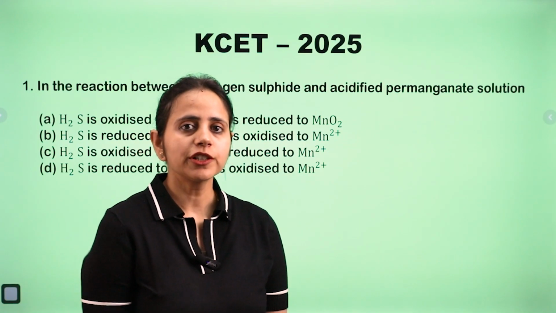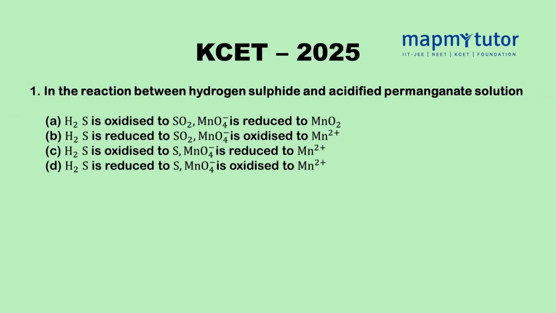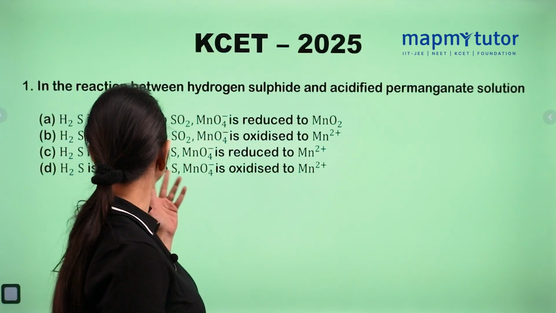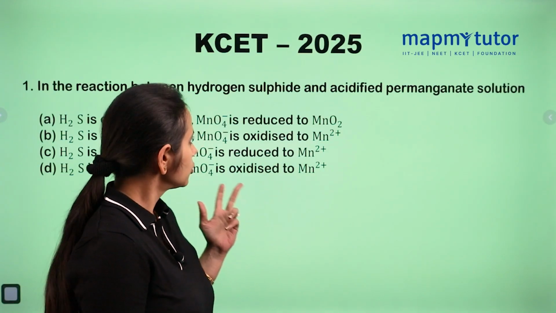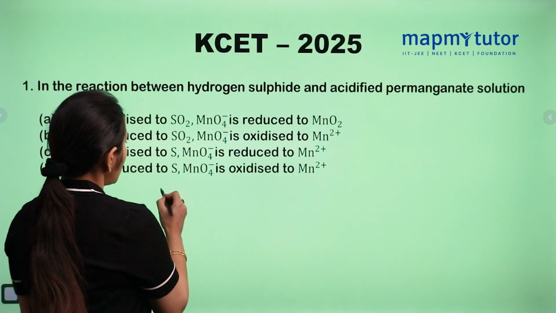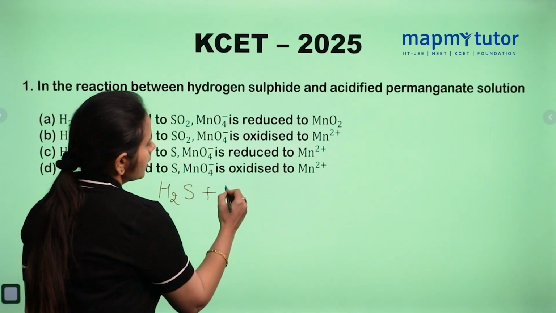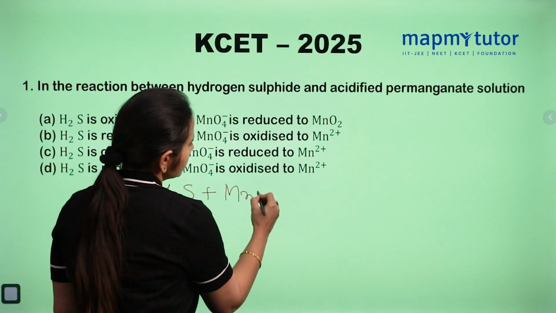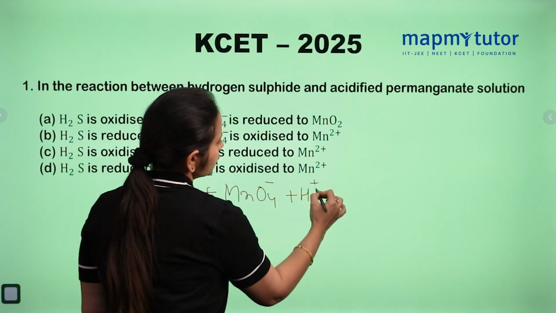Let's start with the first question. In the reaction between hydrogen sulfide and acidified permanganate solution, what will happen? Which part is going to oxidize and which part is going to reduce? To know that, let's first write the reaction. Hydrogen sulfide, H2S, reacts with permanganate, that is MnO4 negative, in the acidified solution, means H positive.